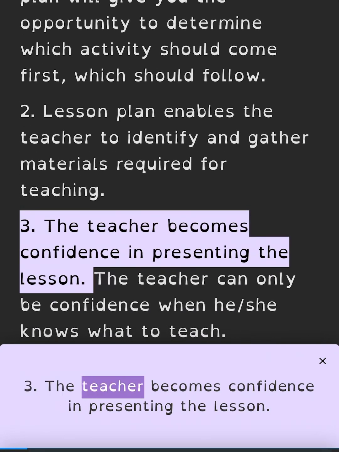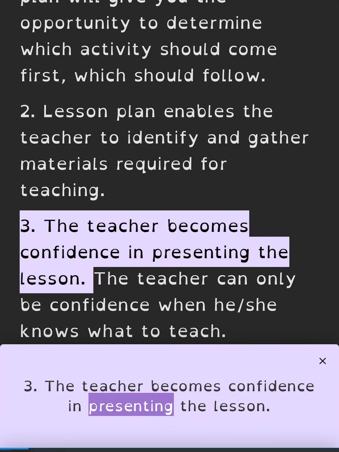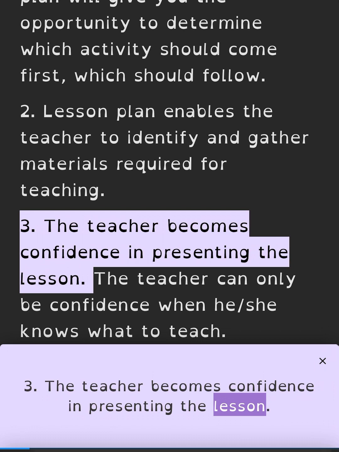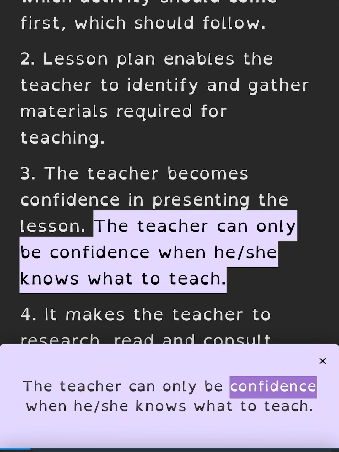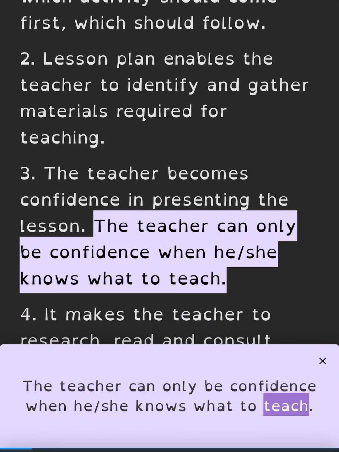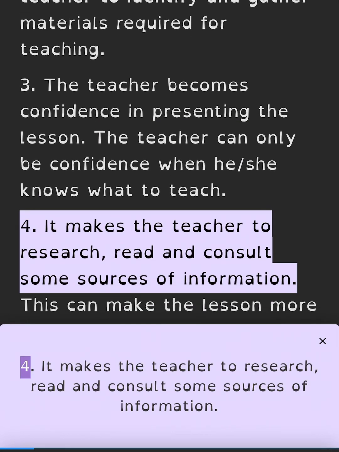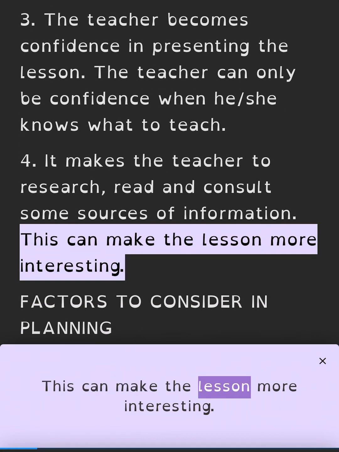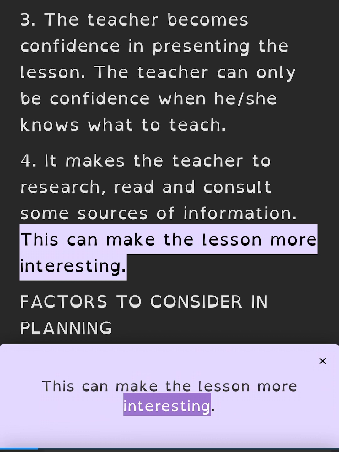3. The teacher becomes confident in presenting the lesson. The teacher can only be confident when he/she knows what to teach. 4. It makes the teacher research, read and consult some sources of information. This can make the lesson more interesting.